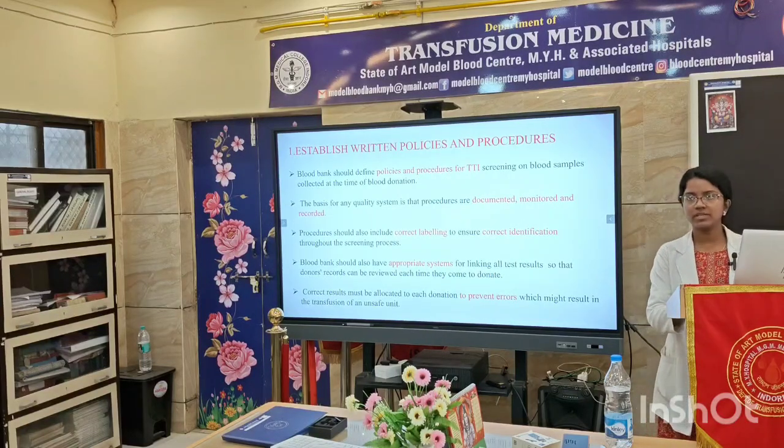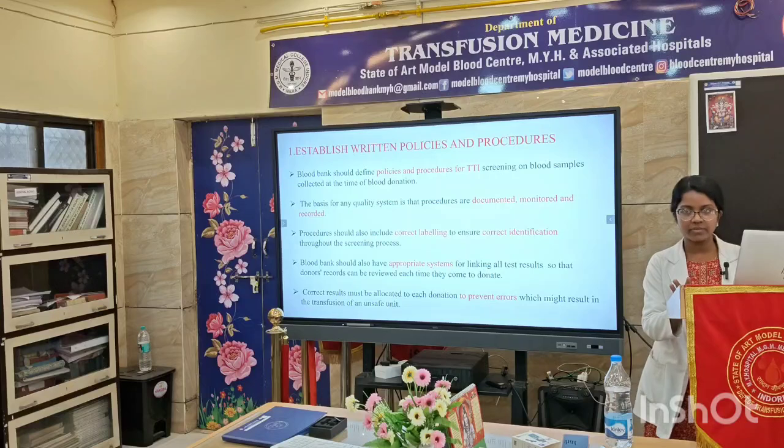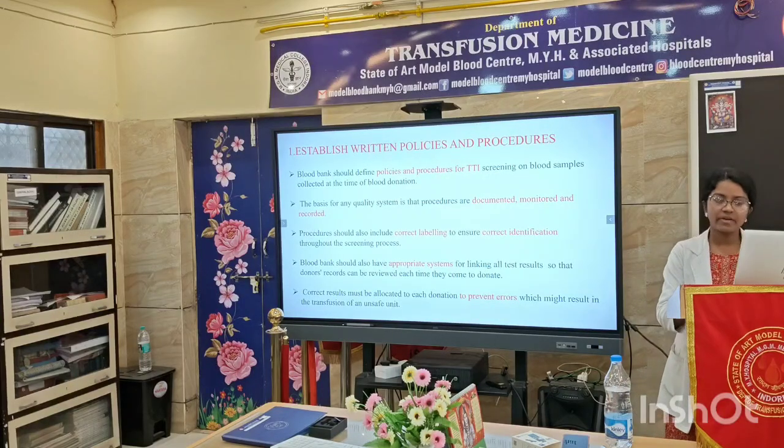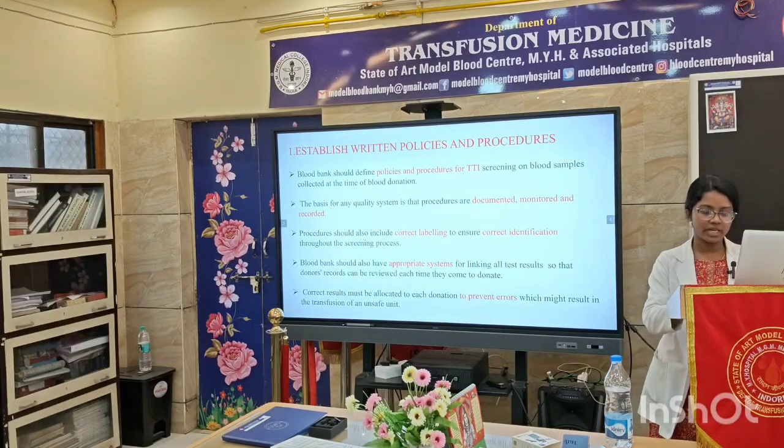So, establish written policies and procedures. What we should know: the blood bank should define policies and procedures for TTI screening on blood samples collected at the time of donation itself. The basis for any quality system is that procedures are documented, monitored, and recorded. Procedures should also include correct labeling to ensure correct identification throughout the screening process. The blood bank should also have appropriate systems for linking all test results so that donors' records can be reviewed each time they come to donate. Correct results must be allotted to each donation to prevent errors which might result in transfusion of an unsafe unit.